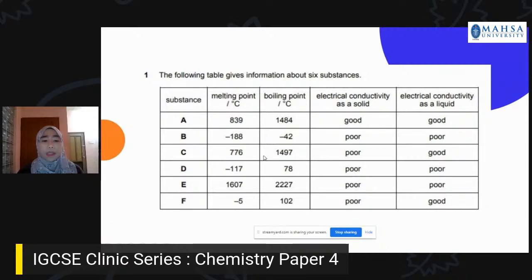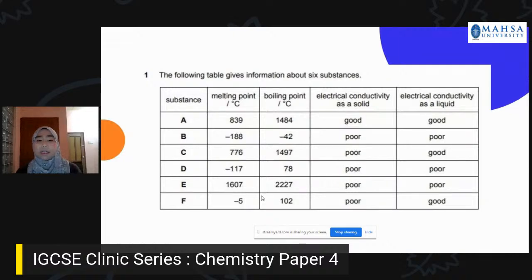Here, C is no. How about D? Okay, D, 25 is here. So basically when 25 is here, it means after negative 117, the 25 degrees Celsius is here. So this substance D is a liquid. And then F. So the answer is D and F. D and F is the answer.